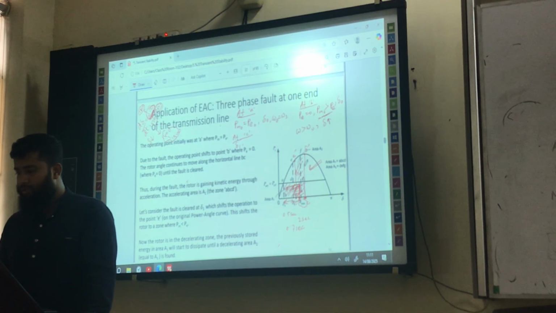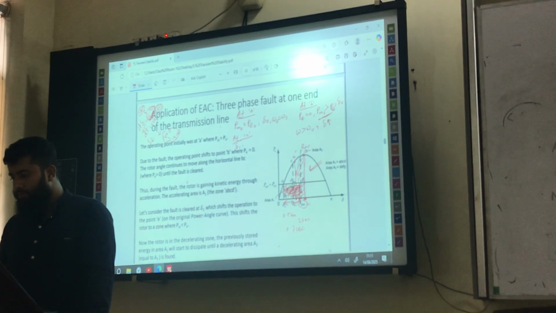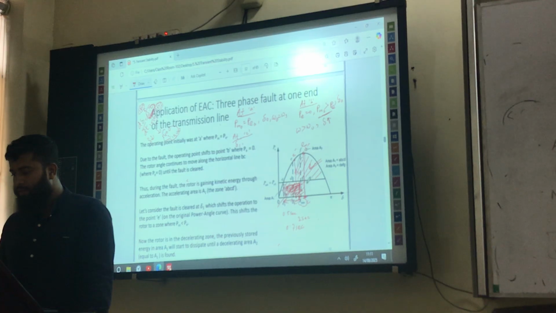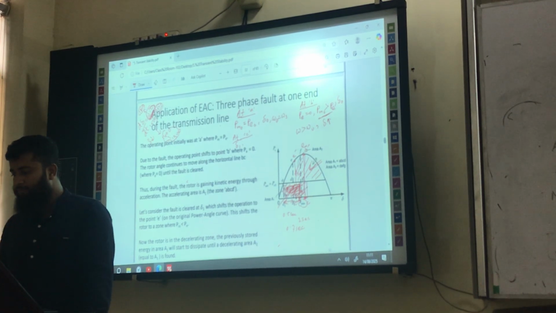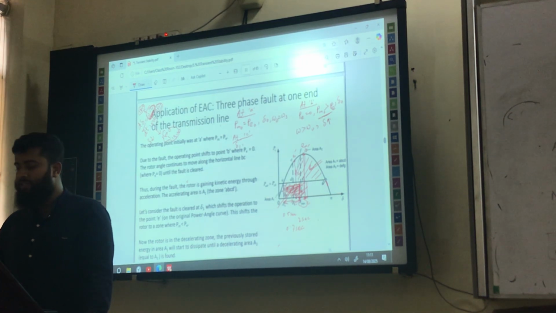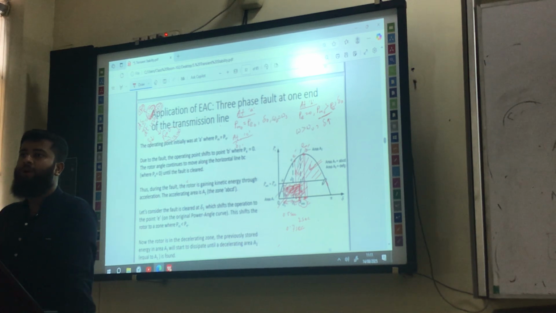Now this will be our E, and to give back this energy in the decelerating area, let's say we need to take all of this area. Now this is the limiting case, right? Because if we move further, we cannot give back all of the accelerating energy to this decelerating area. There will still be some energy left, and at that time the point will go here. That will be the unstable region. So to be within the stable region, there should be some limit for the fault clearing time.